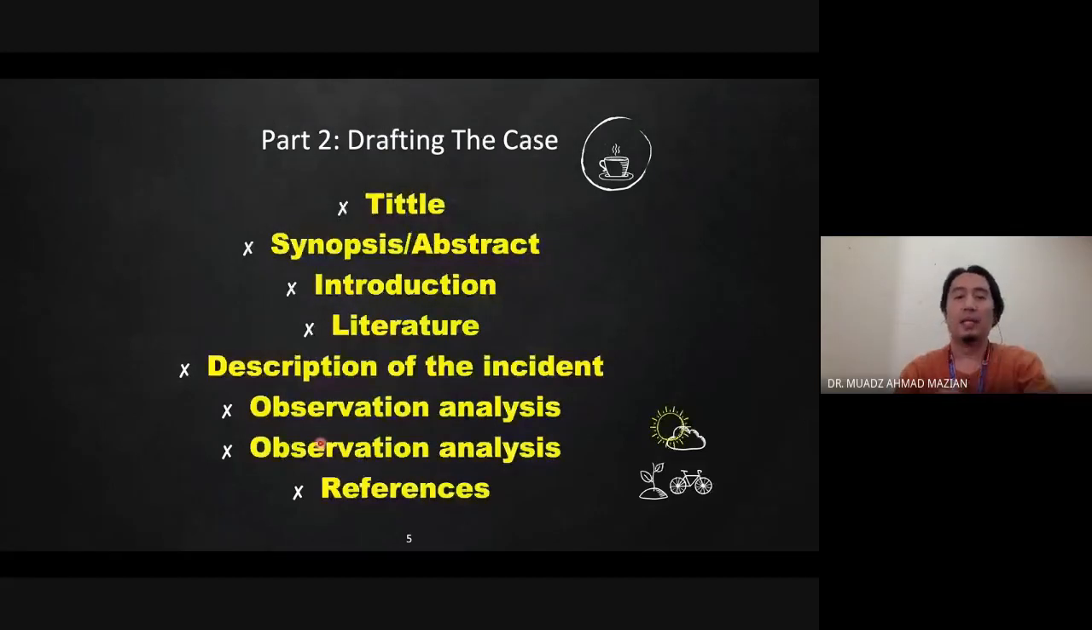Some case studies don't have a description of incidents. They just combine everything into one introduction, and have some observation, a little analysis, then the conclusion. So it depends on the person, and on the type of case study you choose.